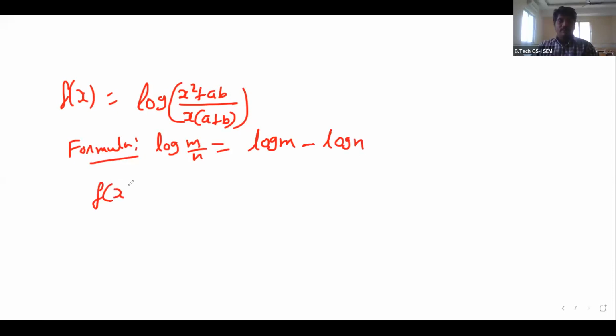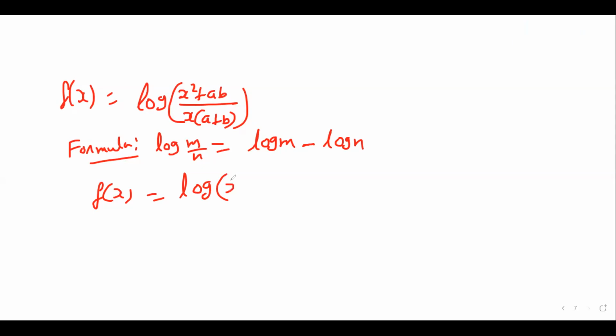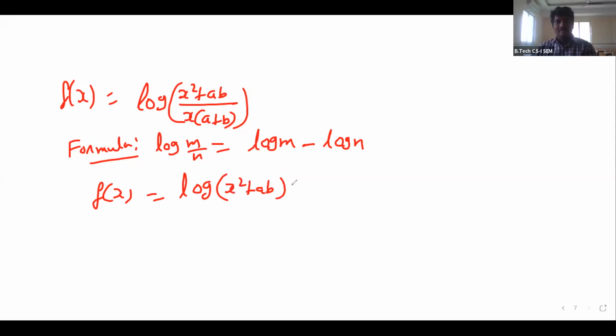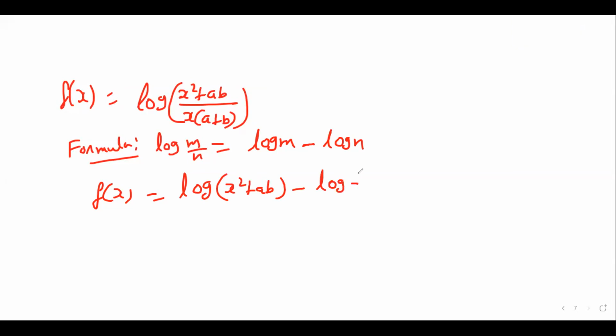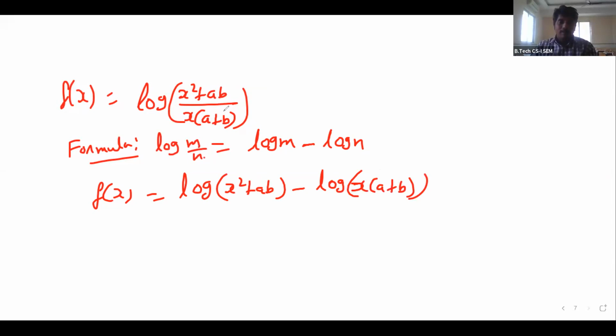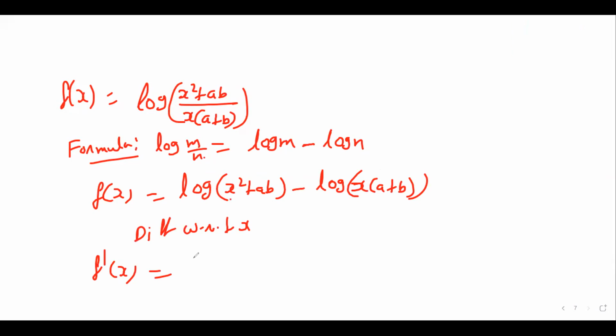So then f of x becomes, according to that formula, log of (x square plus ab) minus log of x into (a plus b). Log m by n is log m minus log n, log numerator minus log denominator. Now differentiate with respect to x. f dash x: the derivative of log of (x square plus ab) is 1 by (x square plus ab) into 2x.